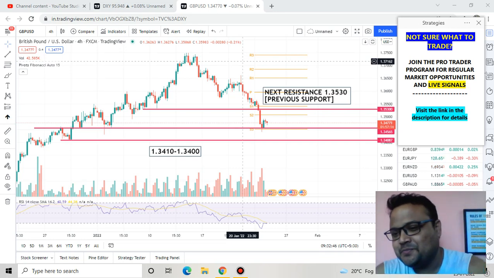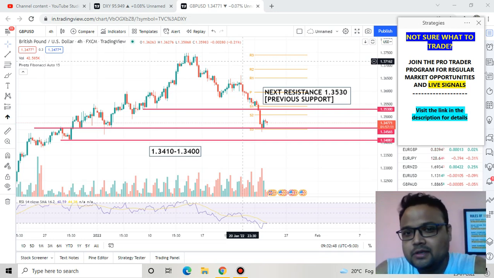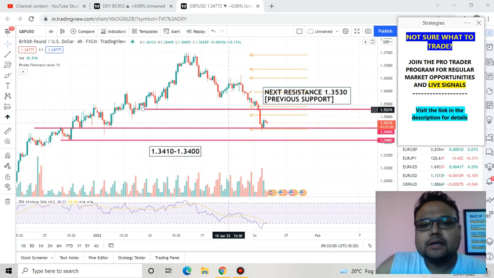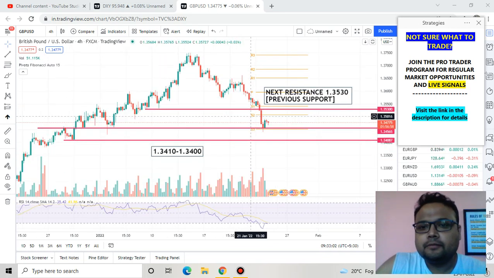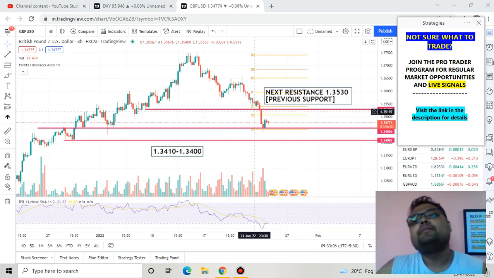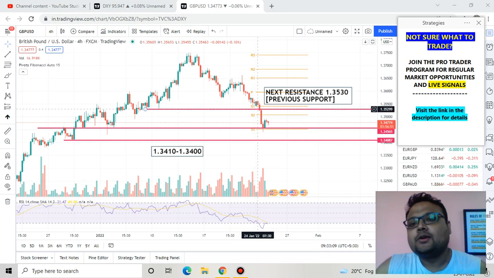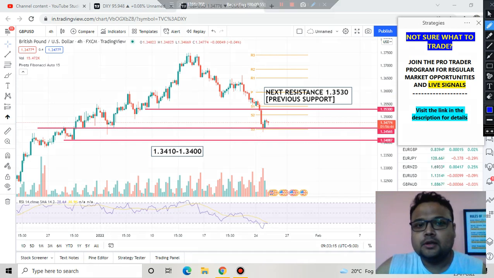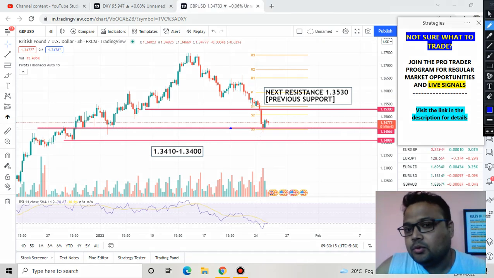So let's get started. This is the Forex chart of GBP USD, and yes, there was a heavy sell-off on GBP USD. There was almost a waterfall yesterday. There was a support around 1.3530, but the selling pressure was so high that the market crossed the support and ultimately came down to 1.3450. This was the level from where the market took the bounce.